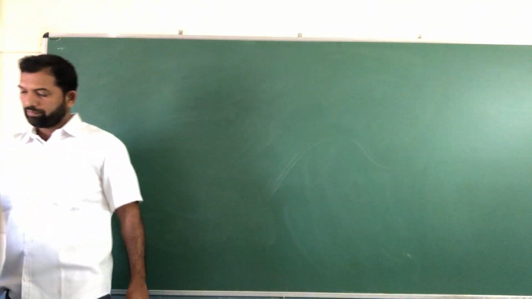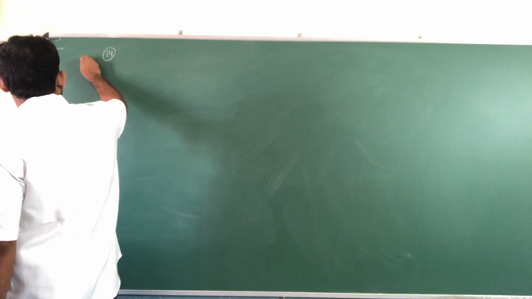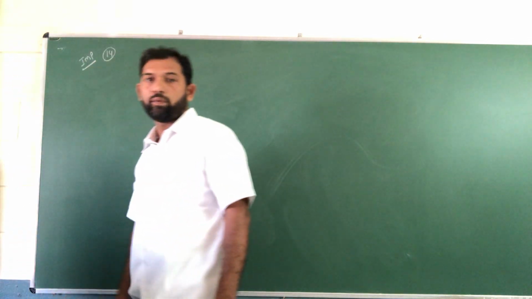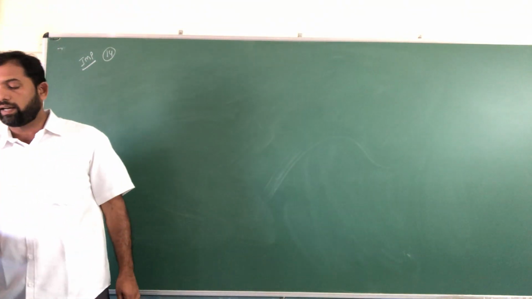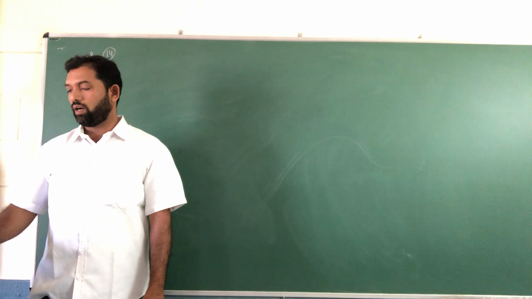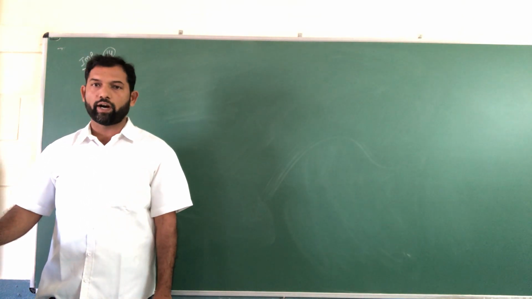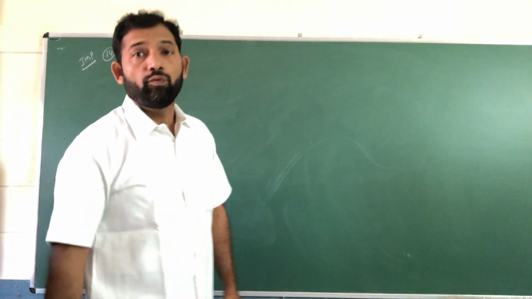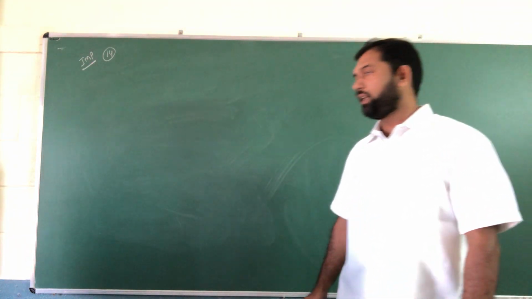Next question is the 14th question, which is very important for 5 marks. The same question they will ask. Find the coordinates of the foot of the perpendicular from the point (minus 1, 3).